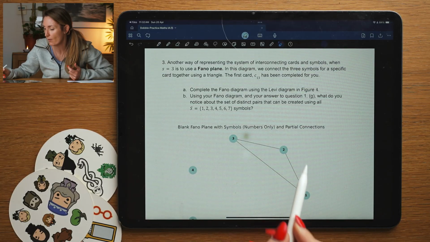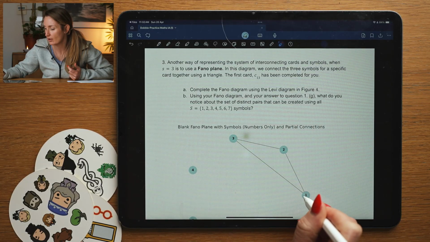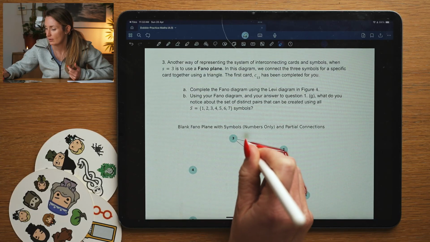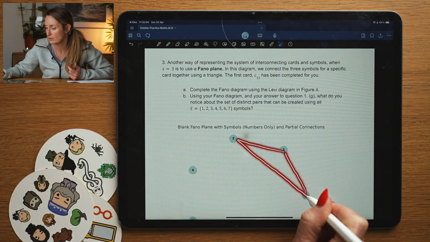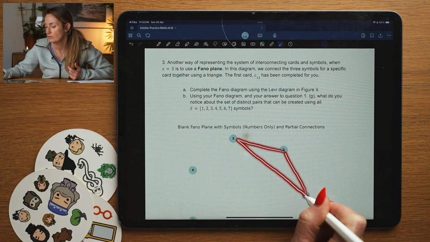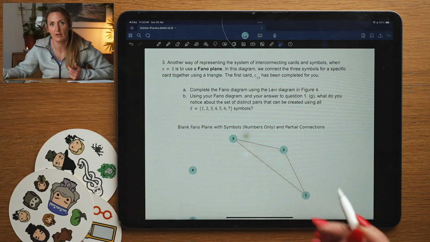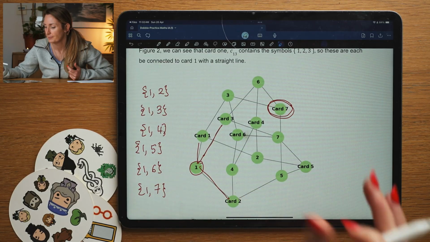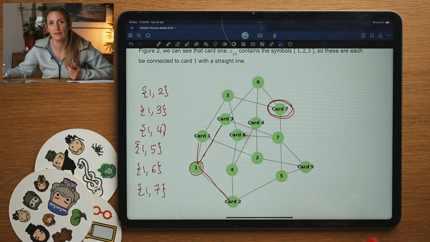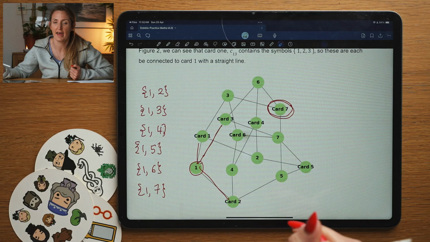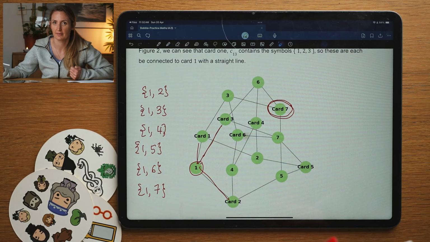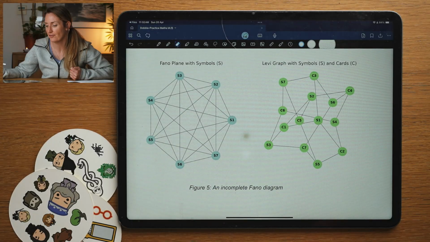So we know that our first card connected 1 and 2, 2 and 3, and 3 and 4. These were the distinct pairs on card 1. So we join them together as a triangle. In this section, we need to use our Levi graph that we were given here to complete the Fano diagram. I'm going to ask you to pause, stop there, and see if you can do it. Off you go.